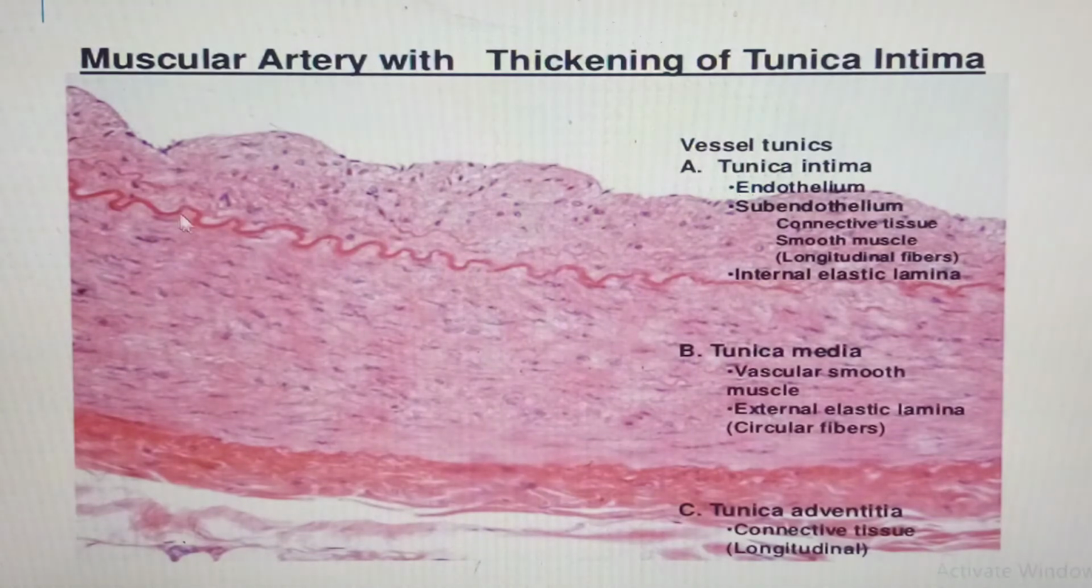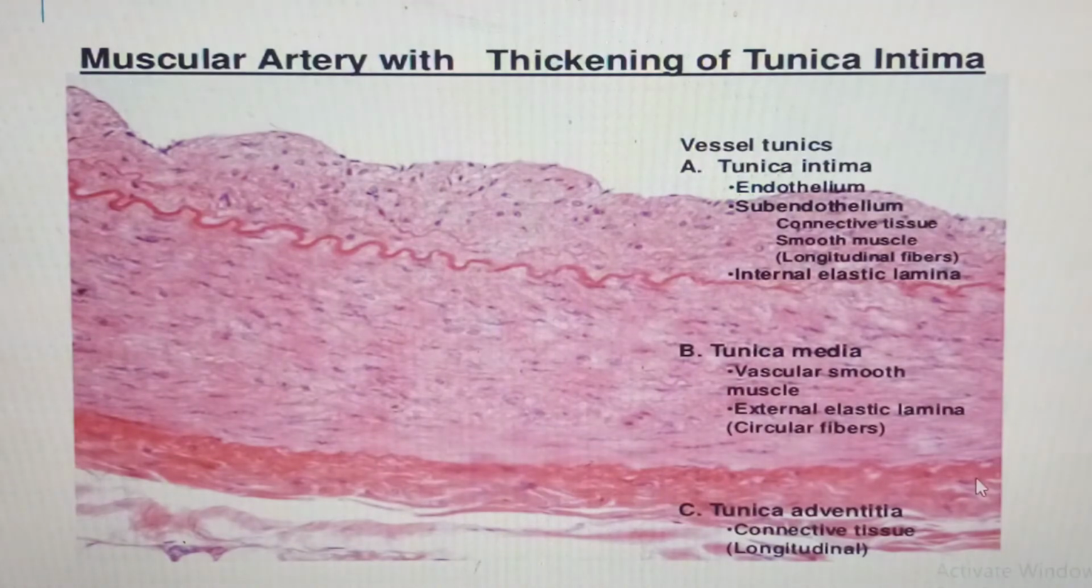Again, what we see is that the internal elastic lamina as well as the external elastic lamina tend to diminish as we move along the length, as we move downwards. So that's what we'll be seeing.